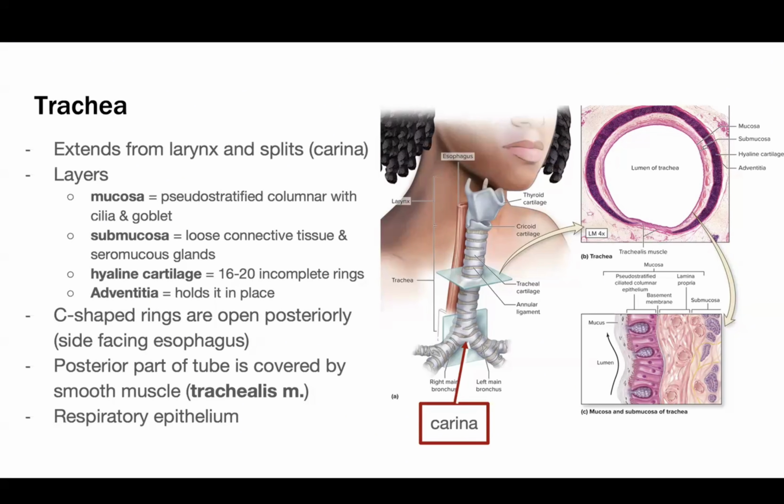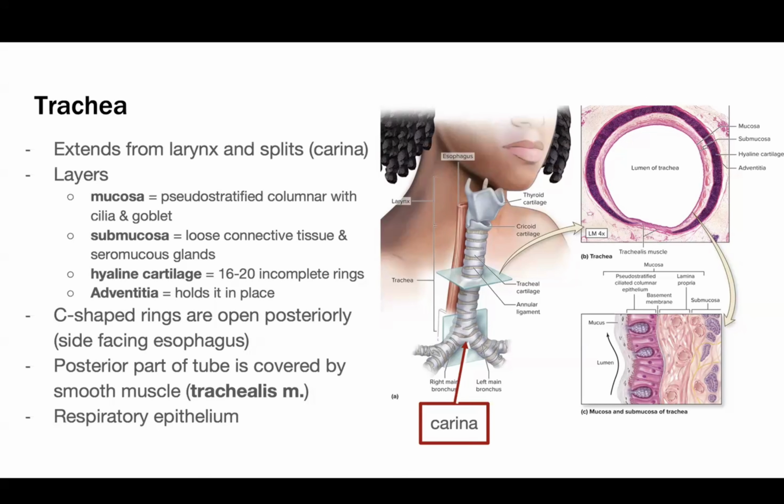Structurally, we're thinking 4 layers. The innermost layer is the mucosa. This is the same respiratory epithelium that we've been talking about all this while. So say it with me: pseudostratified, ciliated, columnar epithelia. The second layer, right underneath the mucosa, we've got the submucosa, sub underneath the mucosa. You're going to find loose connective tissue here, along with a bunch of seromucous glands.